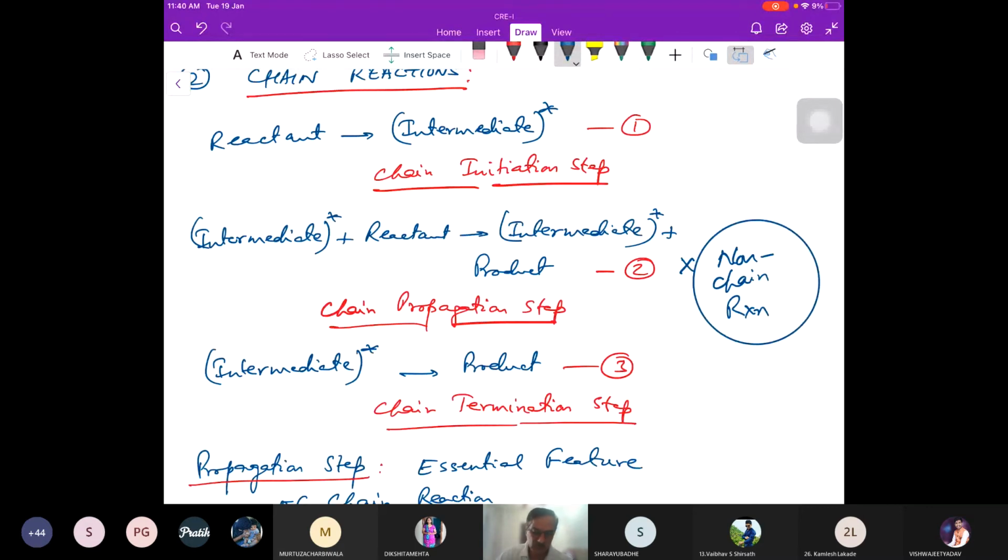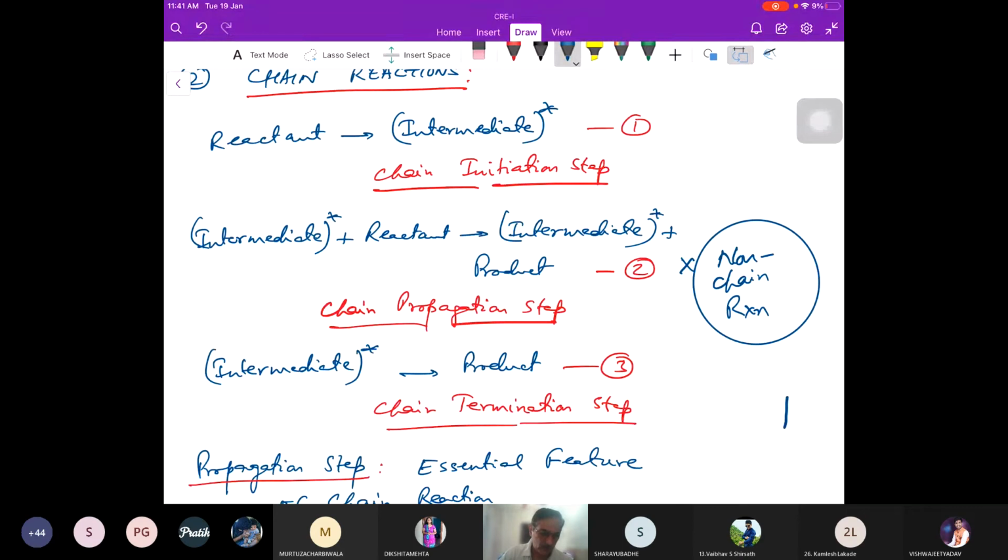In non-chain, this step is missing. There is no propagation step. There is an initial step and a termination step. Whereas in a chain reaction, there is a propagation step. That means the intermediate that is formed again reacts with the reactant to give product plus another intermediate. That means it is not consumed. Here it is consumed in step 3, but in the second step another intermediate is generated. So we need a very small quantity of intermediate to actually do the reaction.